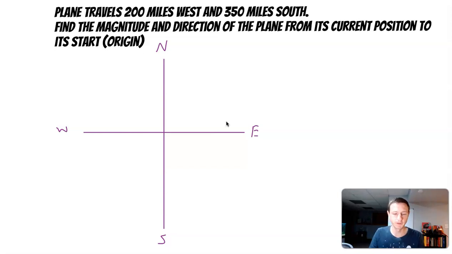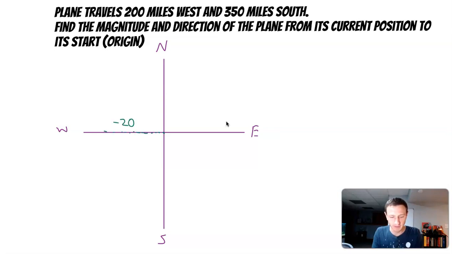In this problem, we are looking at a scenario where a plane travels 200 miles west, 350 miles south. Find the magnitude and direction of the plane from its current position to its start, which is the origin. Okay, so we have a plane traveling 200 miles west. So I'm going to go ahead and draw in going 200 miles west.